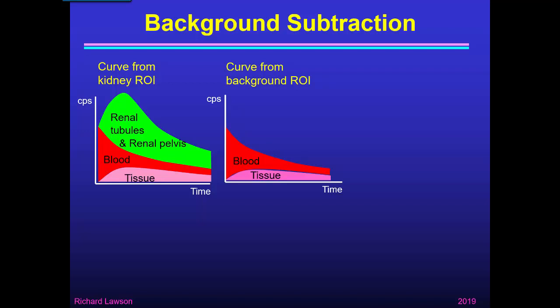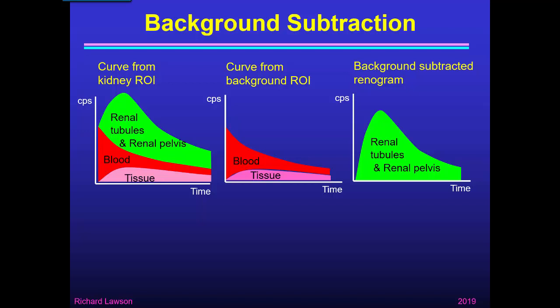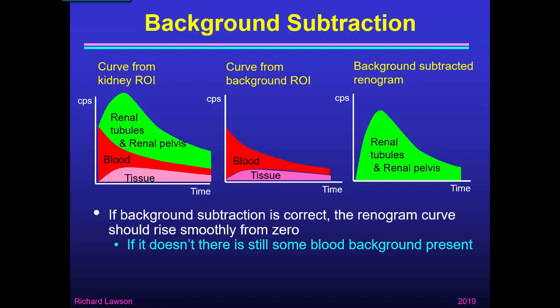and if we take the curve from a background region of interest, it comprises a mixture of blood and tissue. So hopefully, if we subtract the background from the kidney curve, we should end up with just the green component, the renal tubules and the renal pelvis, and that component should start from 0. So we can say that if background subtraction is correct, the renogram curve should rise smoothly from 0, because that's what the model says. If it doesn't start from 0, then we know there's still some blood background present.